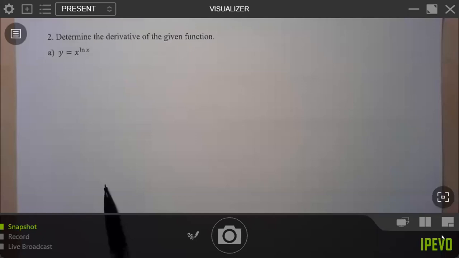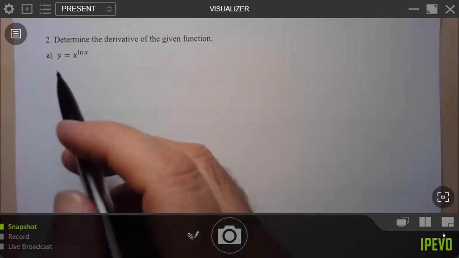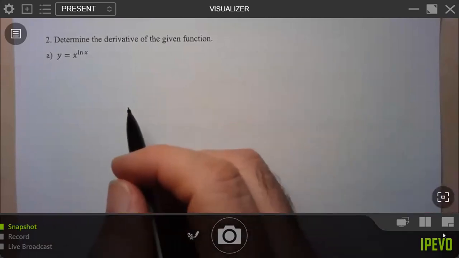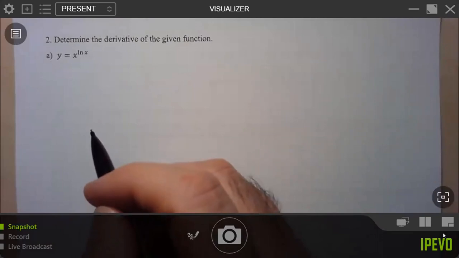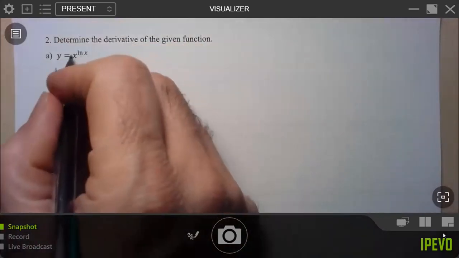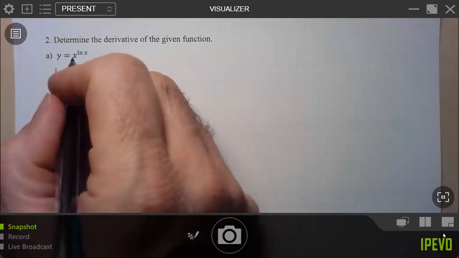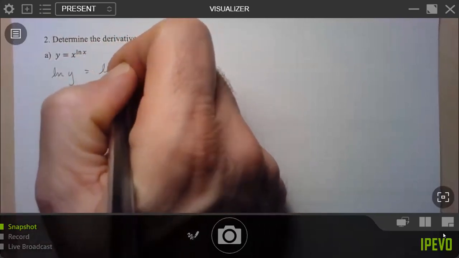Recording again. All right, so let's take a look at this one here. And what we're going to notice is that it's essentially the exact same algorithm as before. So step one, who's going to tell me what the first step is? You take the ln of both sides. There you go. Anytime you see a variable in both the exponent and the base, essentially that's going to be your first step.